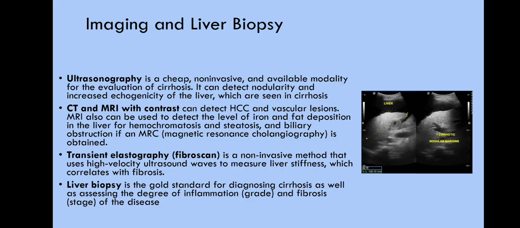Then transient elastography, which is a fibroscan, is a non-invasive method that uses high-velocity ultrasound waves to measure liver stiffness, which correlates with fibrosis. Then liver biopsy is the gold standard for diagnosing liver cirrhosis as well as assessing the degree of inflammation, which is the grade, and fibrosis, which is the stage of the disease.